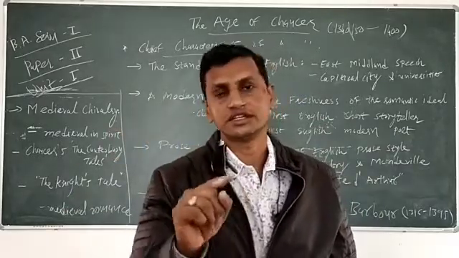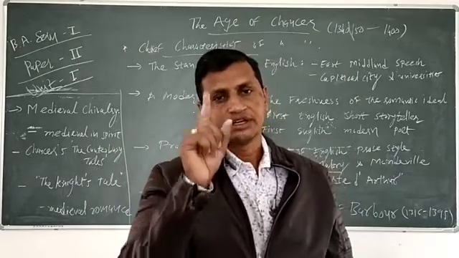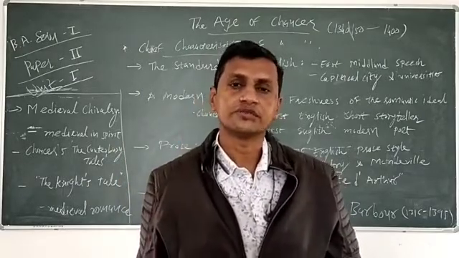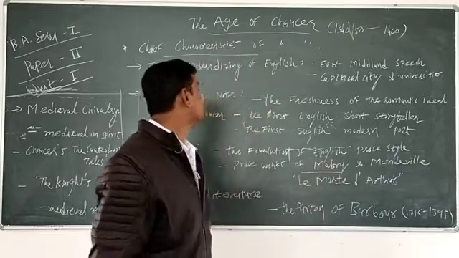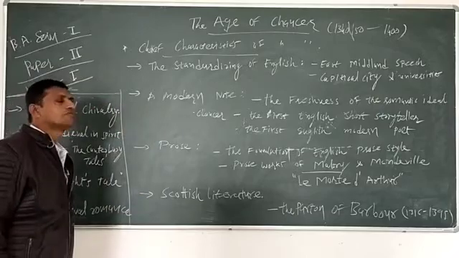And contemporarily we also discuss the literary characteristics. First, we discuss the first chief characteristic of the age of Chaucer. So it is the first one: the standardizing of English.